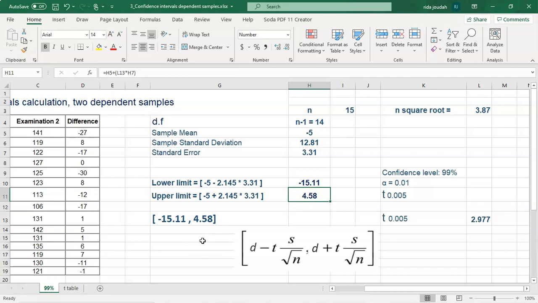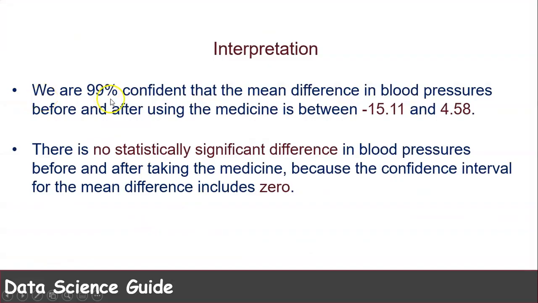What does that mean to have one value in negative and one in positive? In other words, what does it mean if we got 0 inside this interval? We are 99% confident that the mean difference in blood pressures before and after using the medicine is between minus 15.11 and 4.58. And based on that, there is no statistically significant difference in blood pressures before and after taking the medicine.